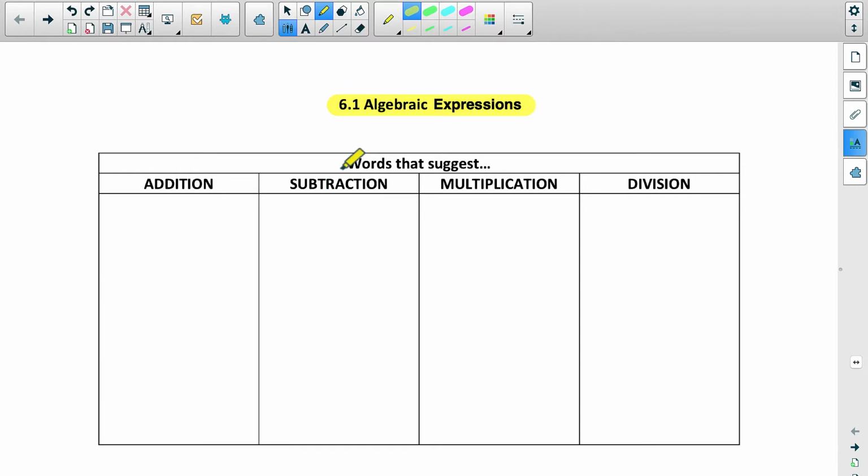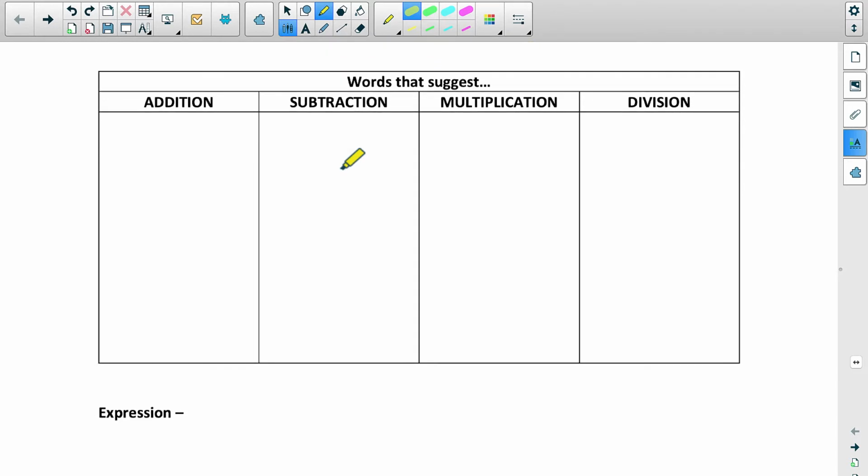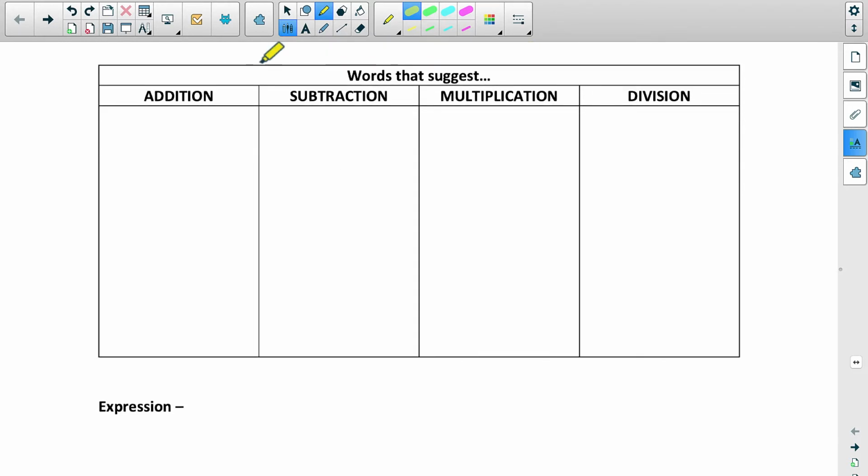In order to do this, what we want to get familiar with is some words that suggest you're talking about addition or subtraction or multiplication or division. You know what I mean? Like if you're hearing some word problem or some question, what are some words that would make you think, hey, I think this might be an addition question?